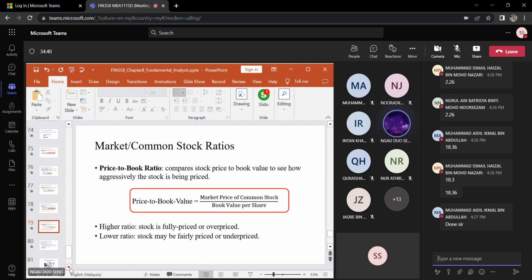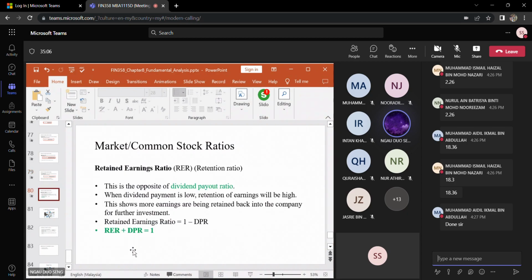Then we have price to book ratio. So we compare stock price to book value to see how aggressively the stock is being priced. So we have market price of common stock divided by book value per share. So a higher ratio means the stock is fully priced or overpriced. And then a lower ratio means the stock may be fairly priced or underpriced.